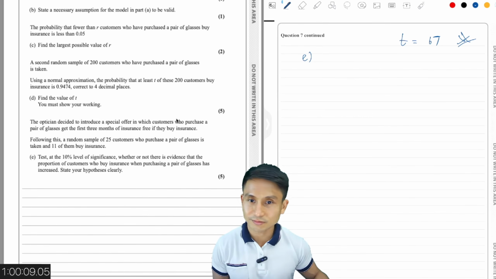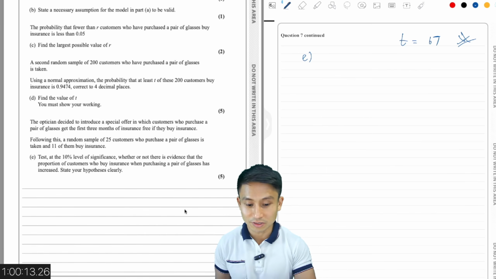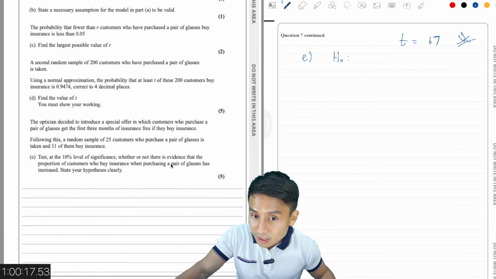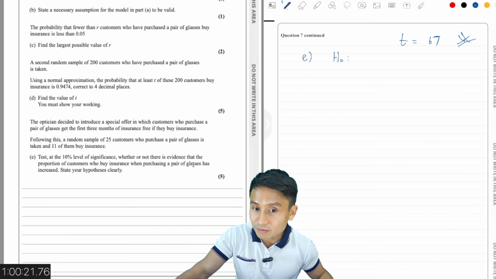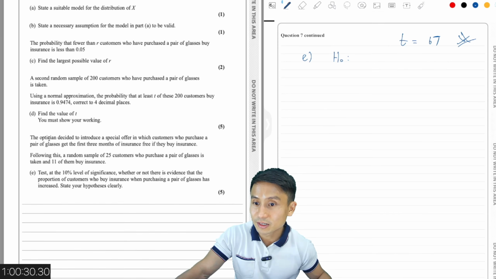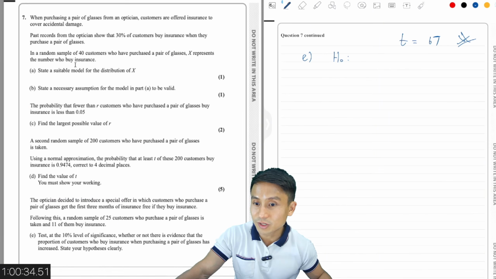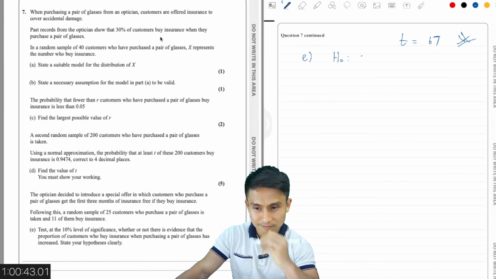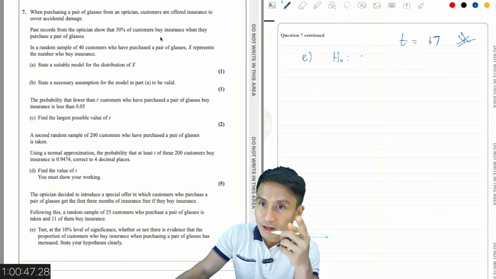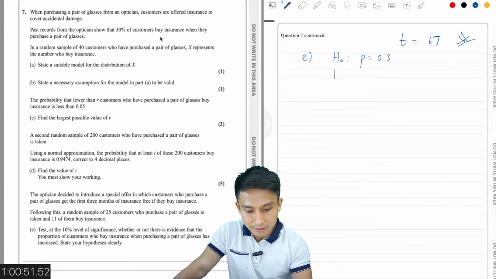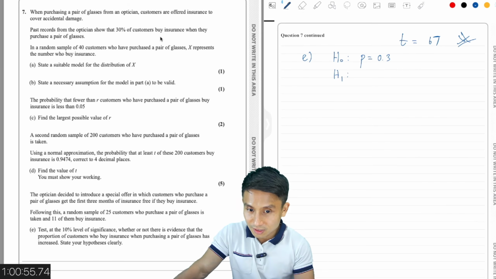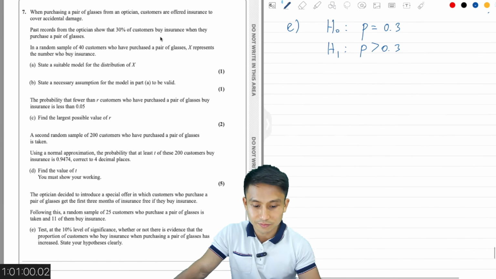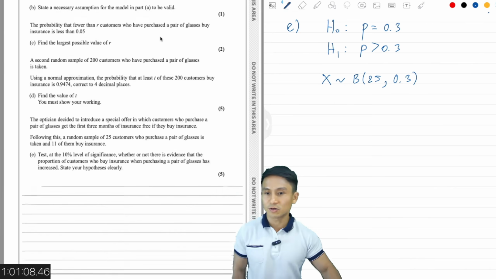Okay, so we are doing hypothesis testing. So H0 would be the proportion of customers who have bought a pair of glasses and bought the insurance. So what was that before? It's just 0.3, right? This is from the beginning. Okay, it's still 0.3. So H0: p = 0.3. We're going to use p because this is binomial. So H1: there is evidence that the proportion has increased, so p greater than 0.3. And of course X is binomial, 25 comma 0.3, because the number of trials changed to 25 now.